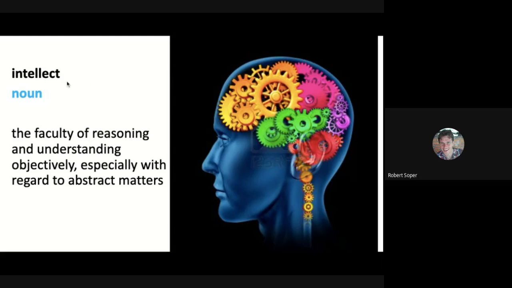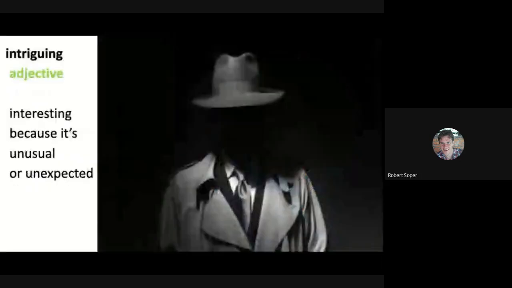Okay, try and put this word intellect in your own sentence. Okay, so this word is intriguing. Intriguing is an adjective. It means interesting because it's unusual or unexpected.